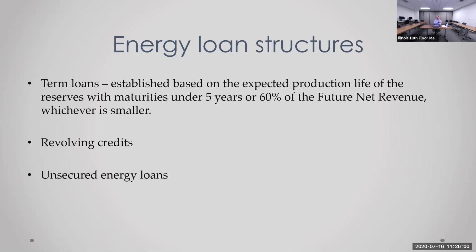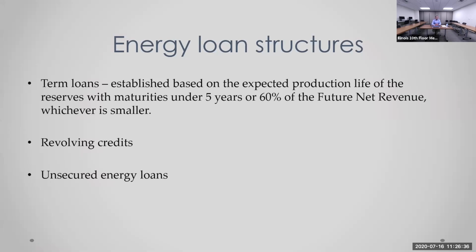So what we do is we cap it at 5 years, and if the 60% of the future net revenue is below 5 years, then we go with the 60% of the future net revenue. Again, if you borrow $1 million and 60% of your future net revenue is in 6 years, then you have to repay that $1 million under 5 years. But if your 60% of the future net revenue is 4 years, then you have to repay that loan, that $1 million, in 4 years.